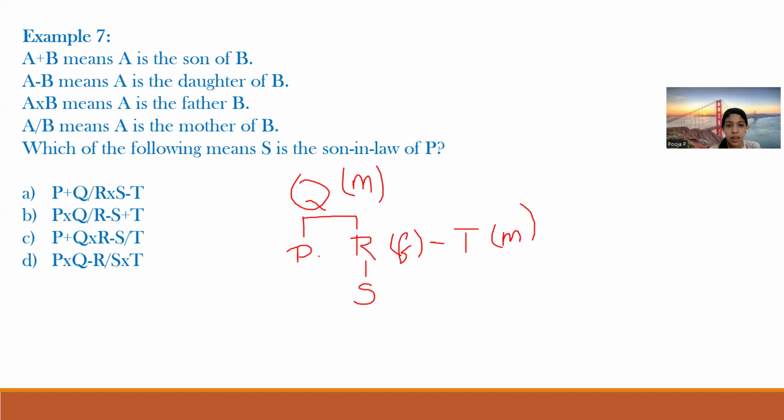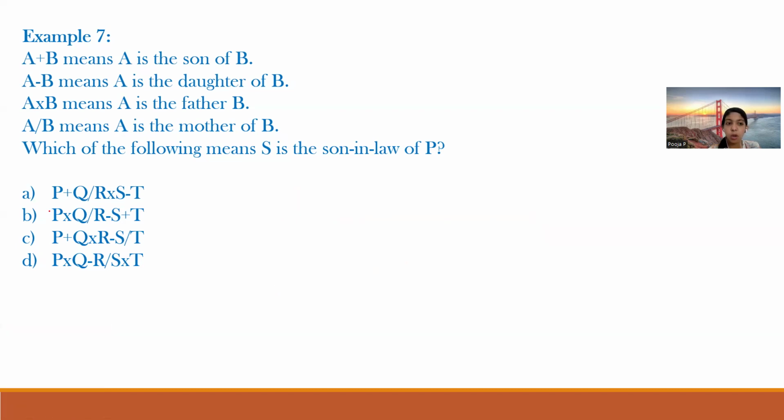Okay, so we are supposed to get S is the son-in-law of P. Is it possible? No chance, because P and S are none other than an uncle-nephew relationship. S is R's son, and R has a brother or sister, that is P. So it's an aunt or uncle to nephew or niece relationship. That will not happen, so option A is ruled out. Then what do we do? Take option B.